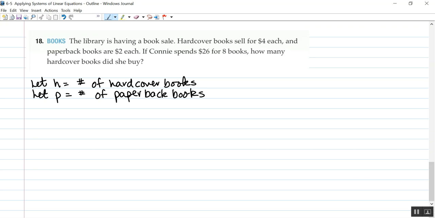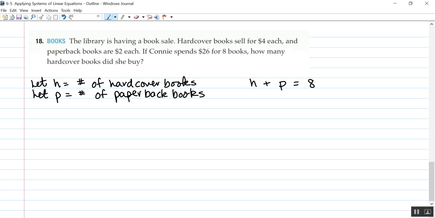Okay, now let's go back to the problem here. It says Connie spent $26 and she bought a total of 8 books. The 8 books means she bought some hardcover and some paperback. So the number of hardcover books plus the number of paperback books equals 8, because that's the total number of books she bought.